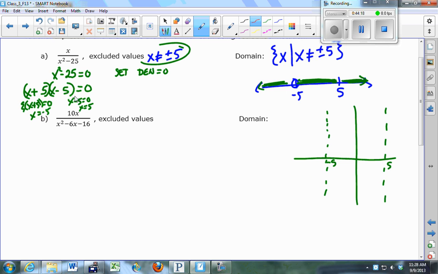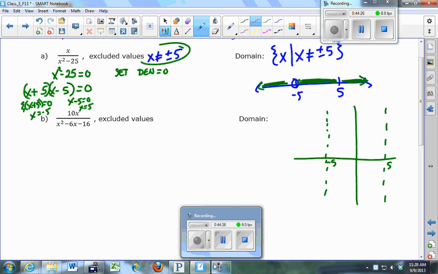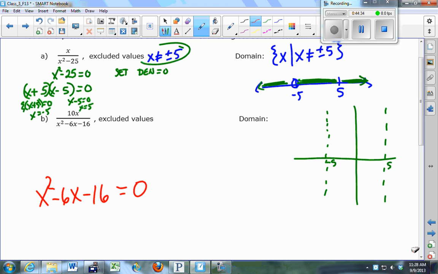Okay, so how about this? Does anybody remember, P5, by the way, is factoring. So if you need some factoring help, P5 will help you out. Does anybody remember how you factor x squared minus 6x minus 16? Because we want to know when that's equal to 0. Now that's a little harder to figure out by trial and error. So anybody remember how to factor that? x squared minus 6x minus 16? Sam?